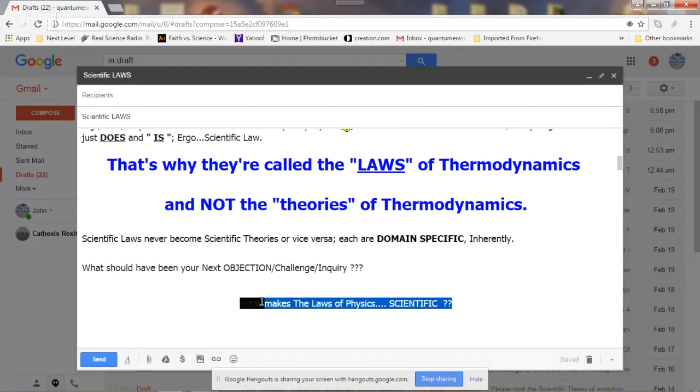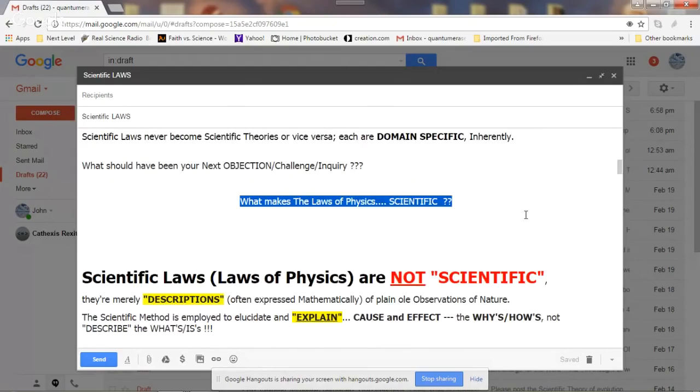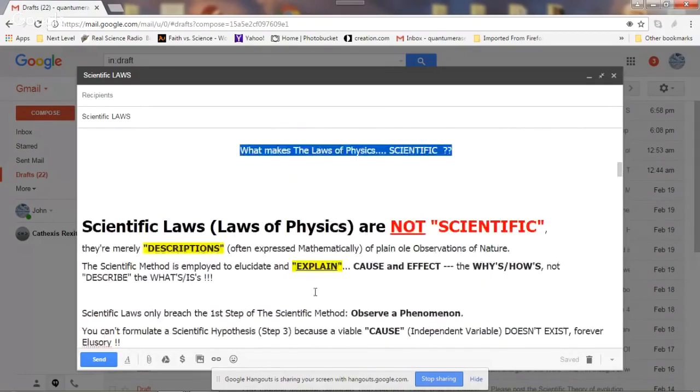Okay. This should have been the next objection. What makes the laws of physics scientific, right? That's a really good question. It's a question I asked myself not that long ago. Well, what makes it scientific? Because I really don't know. So this is what I came up with.